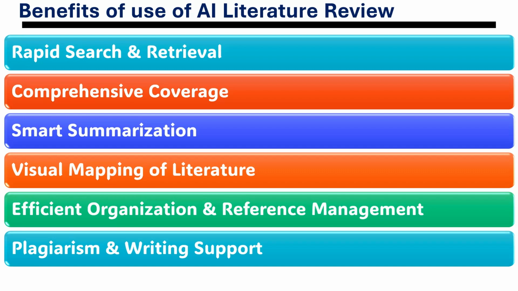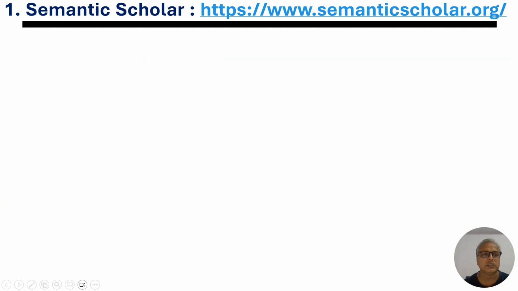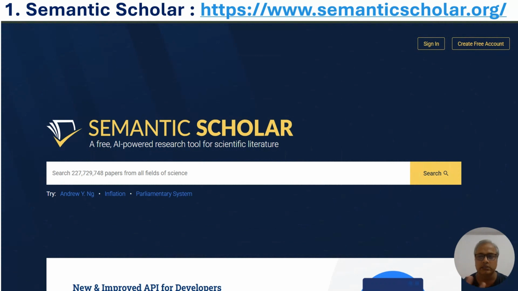The first tool we are going to talk about today is Semantic Scholar. The website for Semantic Scholar is semanticscholar.org. One of its most important features is that it has more than 200 million papers, so it gives us information from over 200 million papers, and you can create your account and log in on the website.